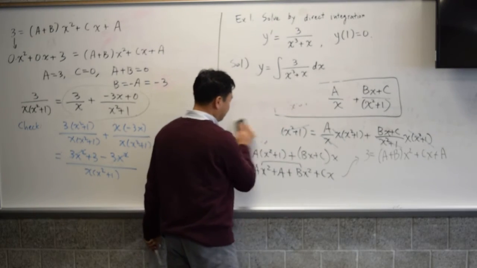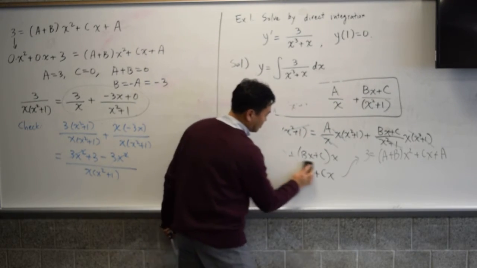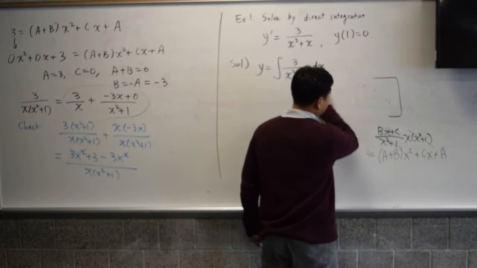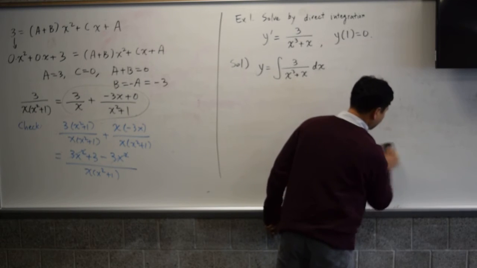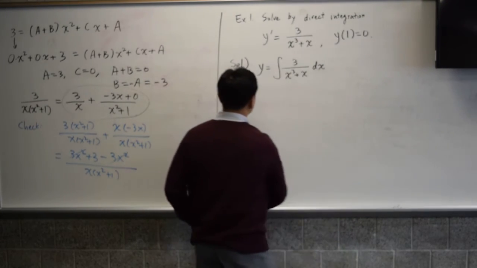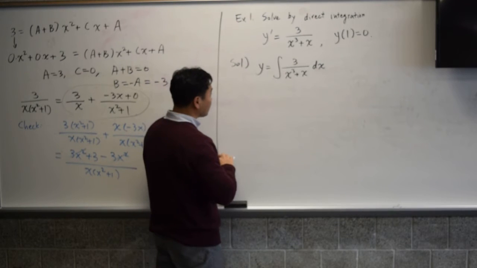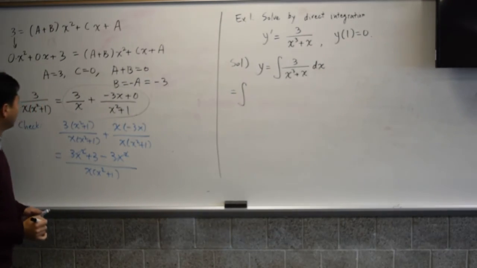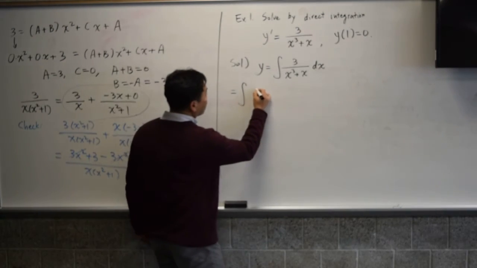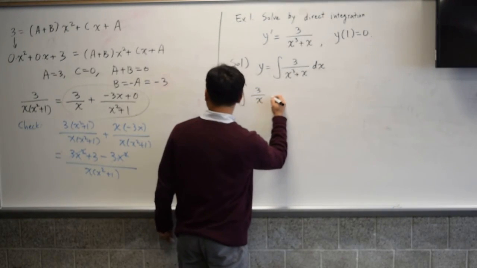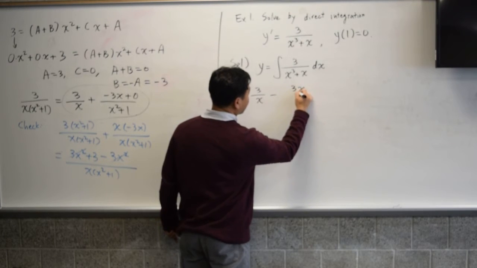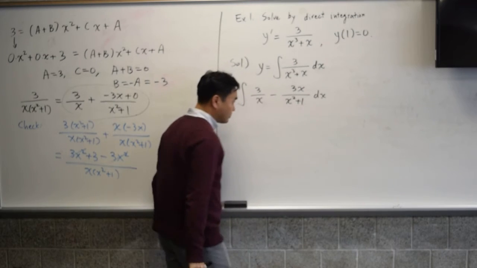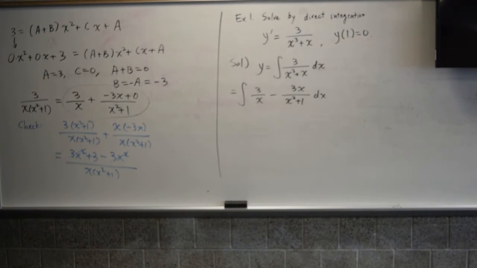that one. You have the integration of 3 over x minus 3 times x, x squared plus 1 dx. Okay.